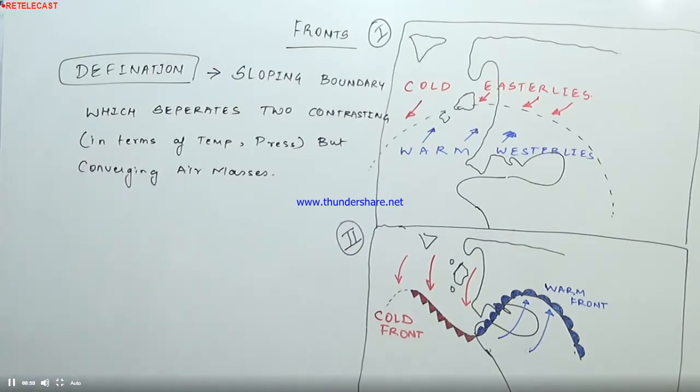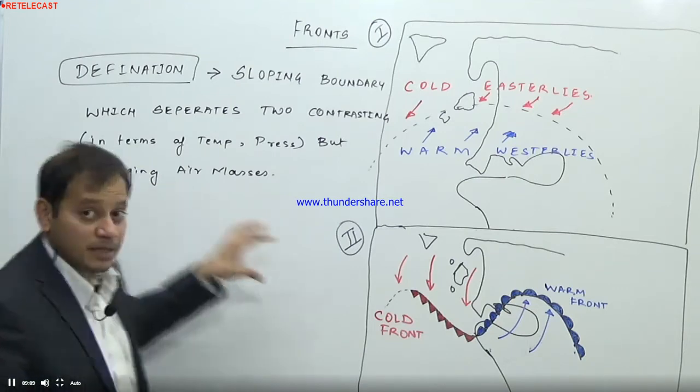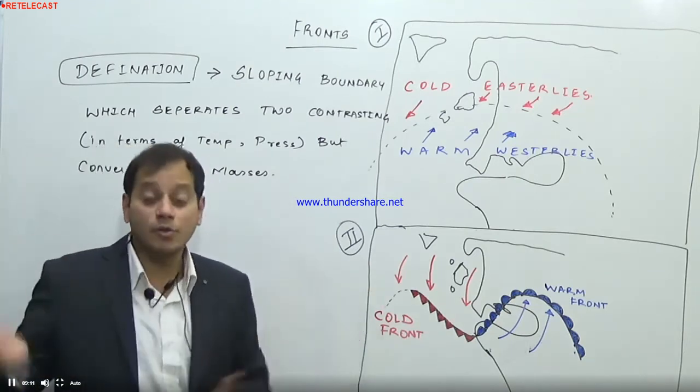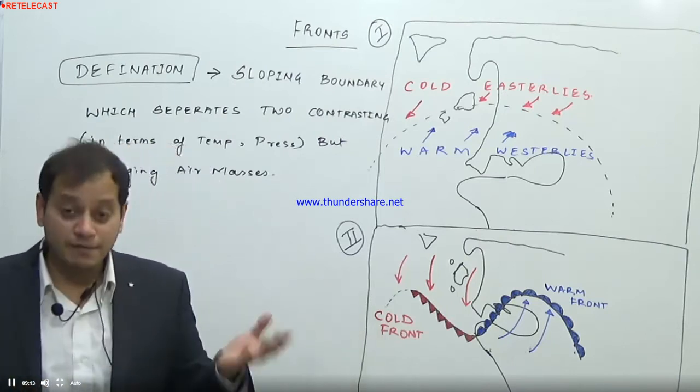Now, what are air masses? A large volume of air is known as an air mass. So when these two contrasting but converging air masses come together, a sloping boundary is formed, which is known as a front.